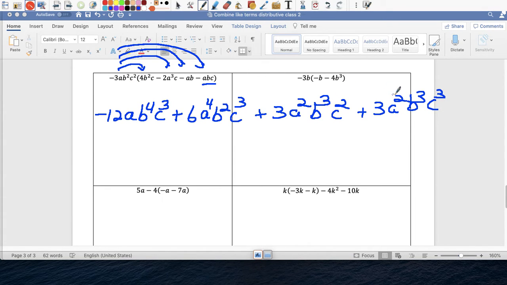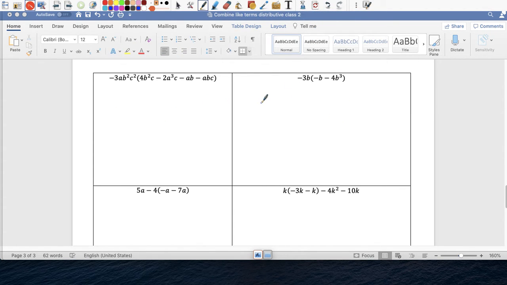All right, so is there any term that has the same variables to the same exact powers? No, because this is a c squared, this is a c cubed, so definitely different. So they all look like they're different.